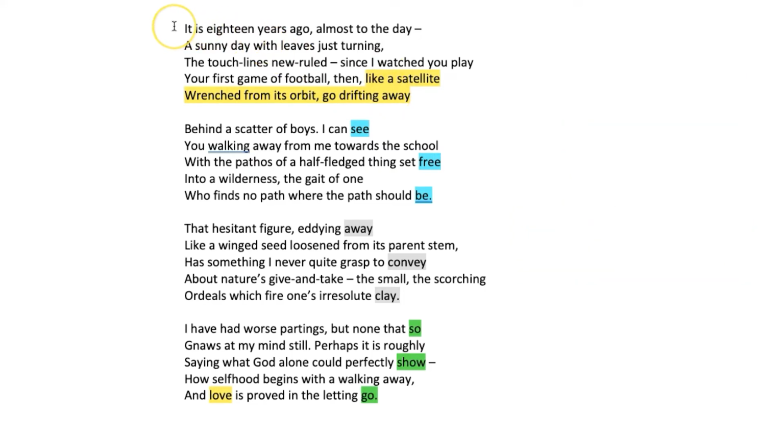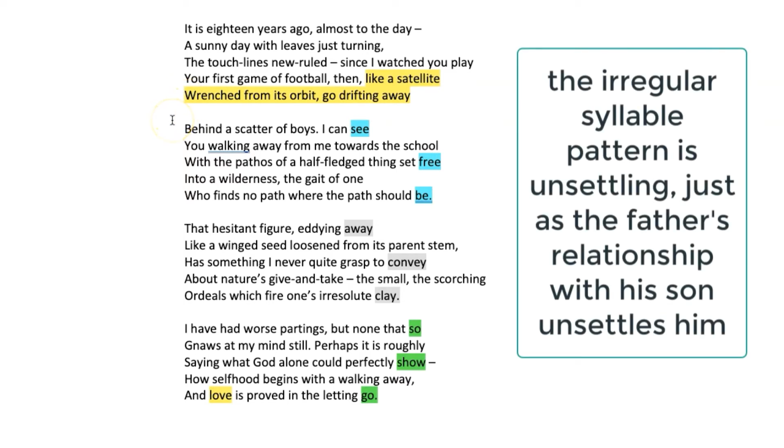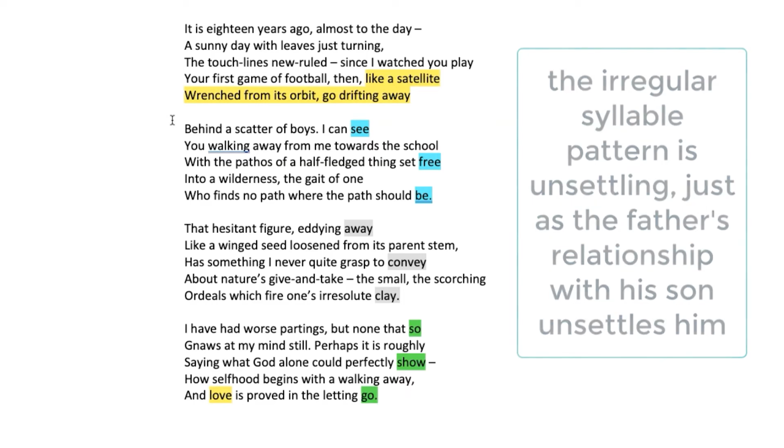Here, the poem kind of averages around 10 syllables per line, but it's irregular, sometimes 9, sometimes 11, sometimes 12. And that again adds to that unsettling feeling we were talking about, which mimics the unsettling feeling of letting your child loose into the world and drift away from you.